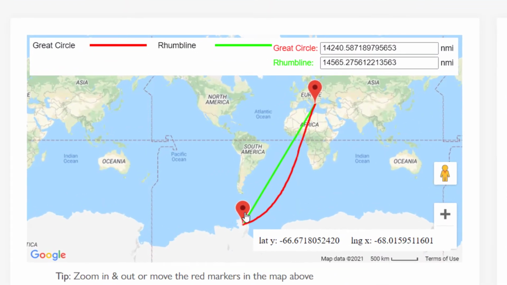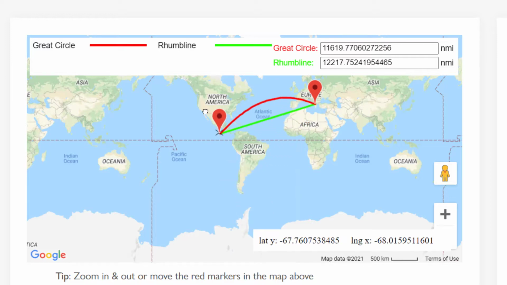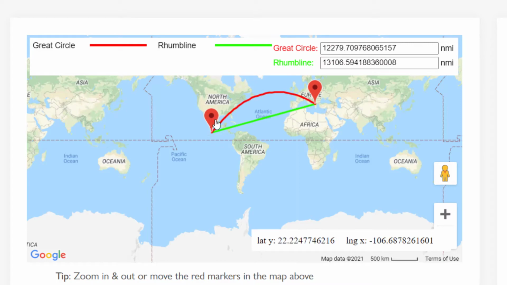So we can move these points about, and you can see the great circle here being curved when it's on the two-dimensional map. And as I move these points around, you can see how the Rhumb line is a straight line and looks like the shortest path, but that's when you're projected on a two-dimensional map. But in fact, the Rhumb line is actually generally the longer path. It just looks shorter when you project the curved Earth or curved sphere onto a two-dimensional map.